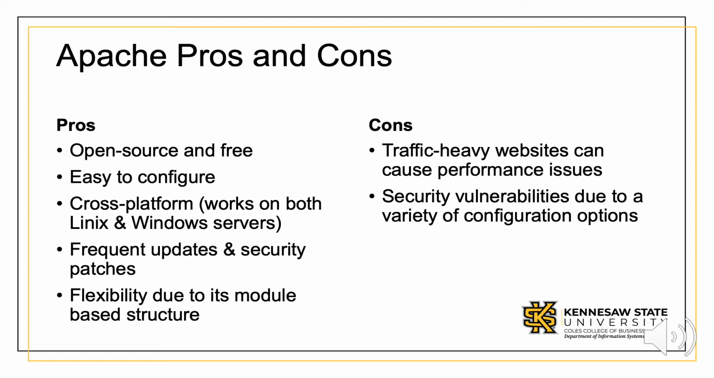There are a few pros and cons when it comes to Apache. The pros: it is open source and it's free. It is easy to configure. It is cross-platform, meaning that it can work on Linux systems and also Windows systems. It is frequently patched and security updates are frequently done by the creators, and it's flexible due to the module-based structure.